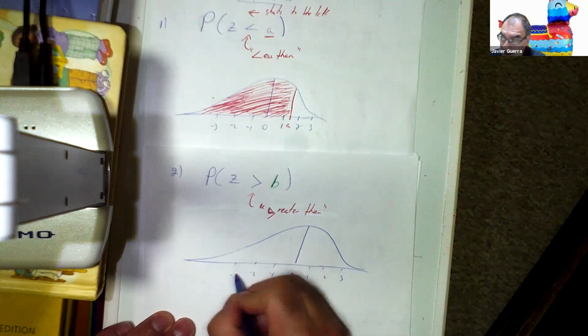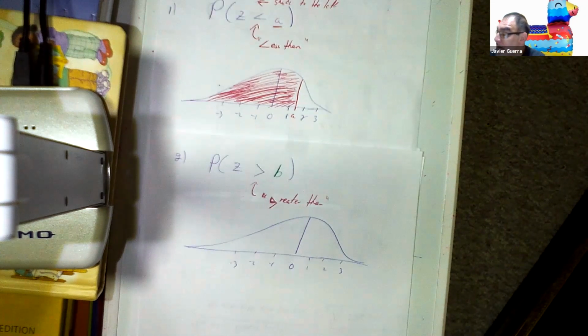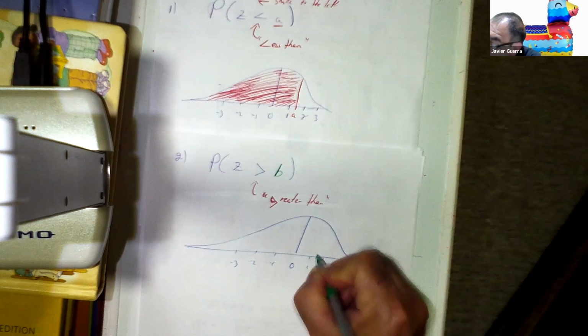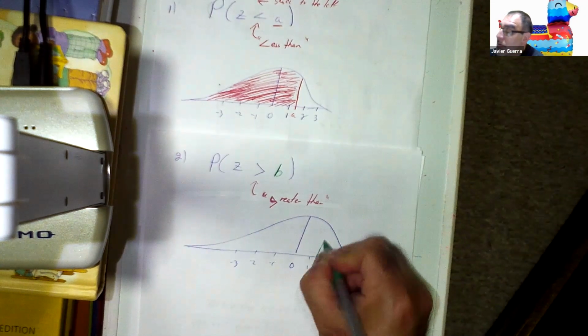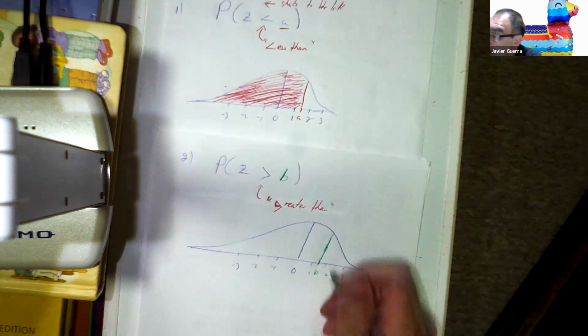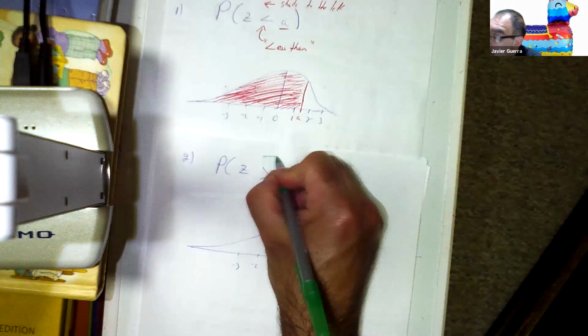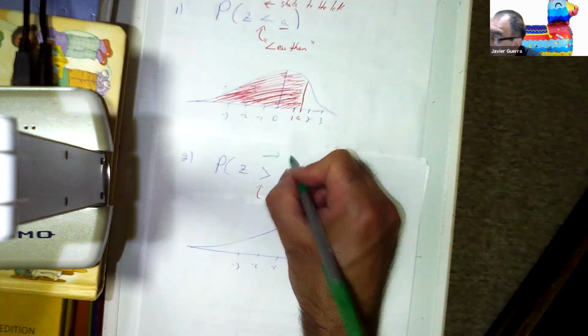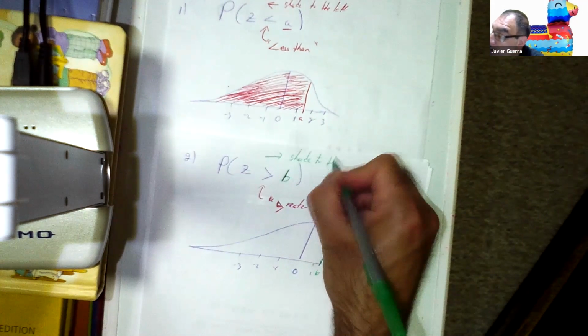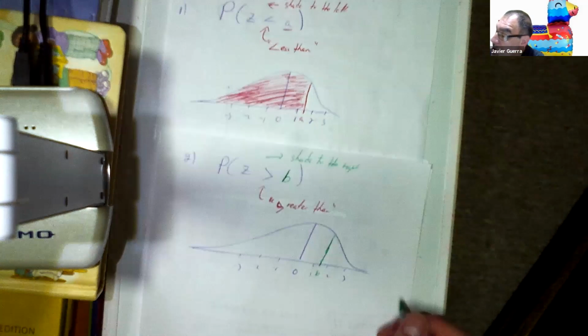I'll put B. I'll make it positive also. I'll put B here. There's my B. Okay, now this time it's greater than, so you're going to shade to the right. Less than, you shade to the left. Greater than, you shade to the right.